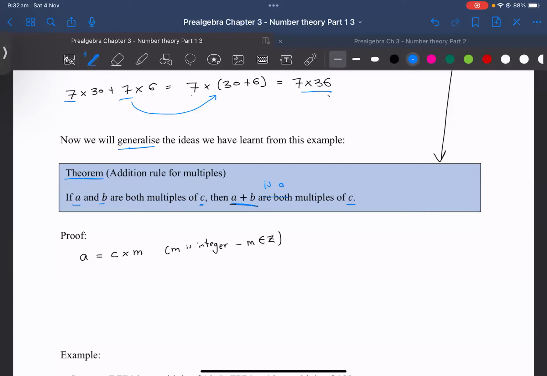This is important for the proof: we know A is C times some whole number. We don't know what it is, so we can call it M. But we know it's a whole number because that's the definition of multiple. If A is a multiple of C, A is C times some whole number. And M being a whole number is the important thing. Please, if you're confused, ask. If it makes full sense, tell me. If not, tell me as well. I want to know if it makes sense to you.